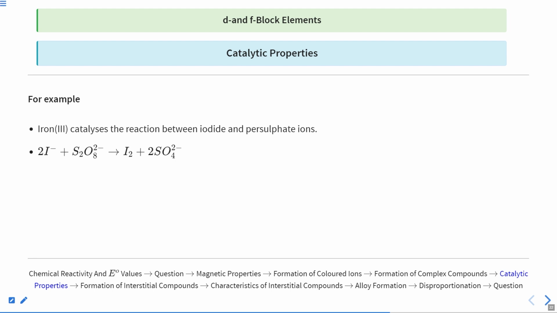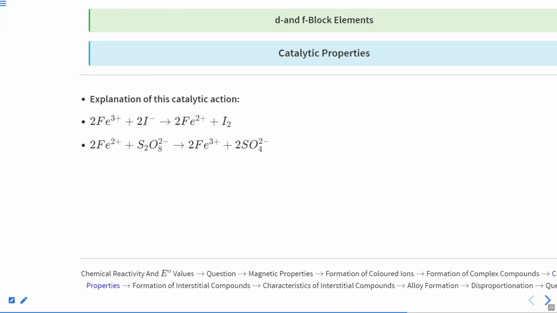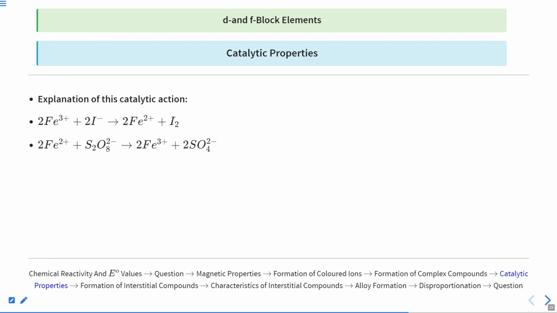Here, for example, iron in the +3 oxidation state acts as a catalyst for the reaction given here, in which iodide is getting oxidized and the persulfate is getting reduced. Clear? So this is the catalytic activity it does. First of all, it reacts with I minus to give I2, and in addition to that, it reacts with S2O8 2 minus to give Fe3+. So you can see that the number of Fe3+ ions is the same. If you just add both of these equations, it will get cancelled out, and you will see that there is no net change of the catalyst in the net reaction, right?